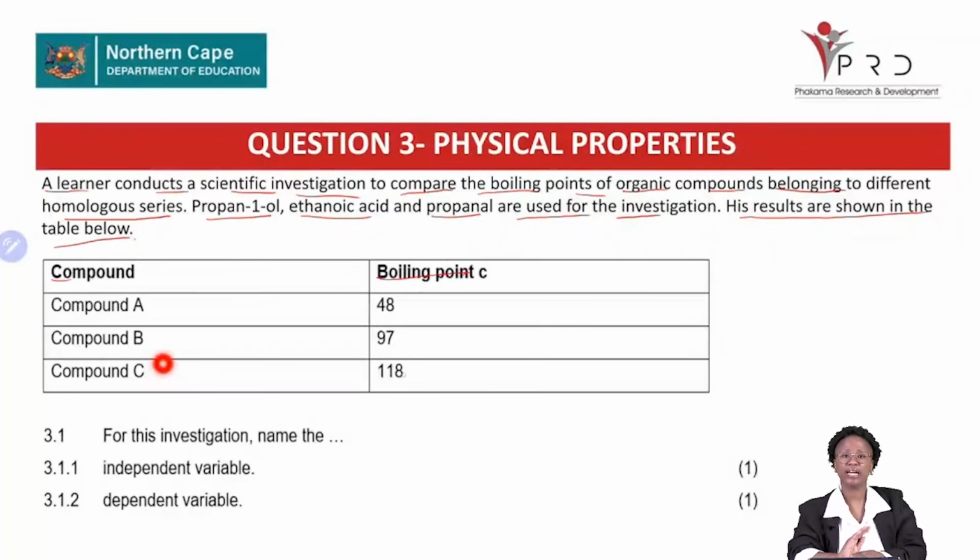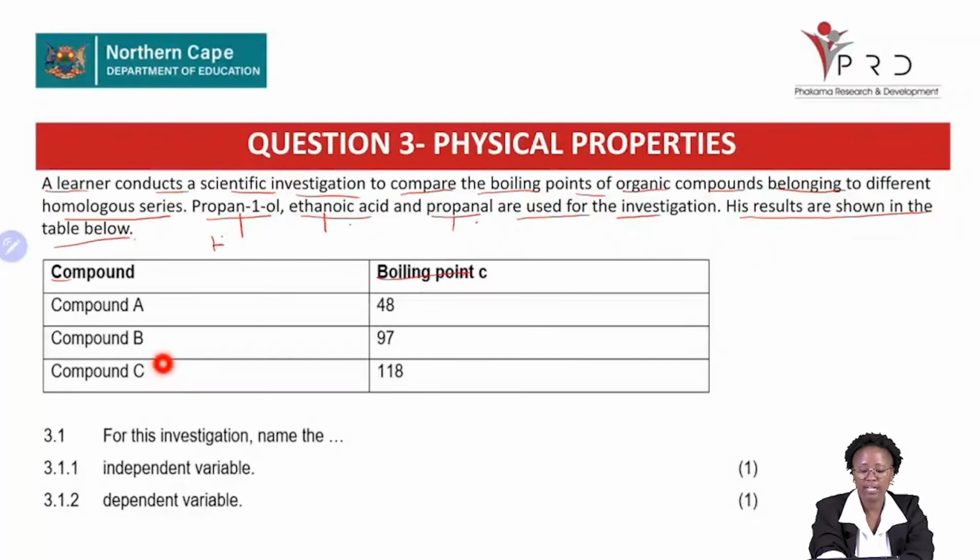Right, what do we know? The higher the boiling point, the stronger the intermolecular forces. The first thing that you're going to see is that I'm given different homologous series. Different homologous series belong to different intermolecular forces. So propan-1-ol is an alcohol, which belongs to hydrogen bonds. What about ethanoic acid? It's also hydrogen bonds. But this one has 2 sides, and this one has 1 side.